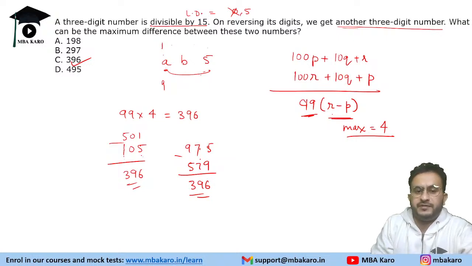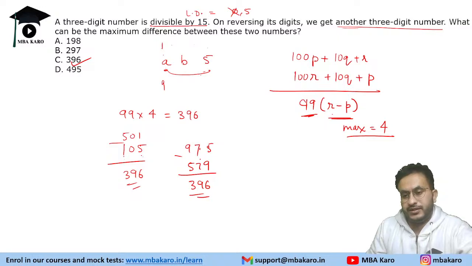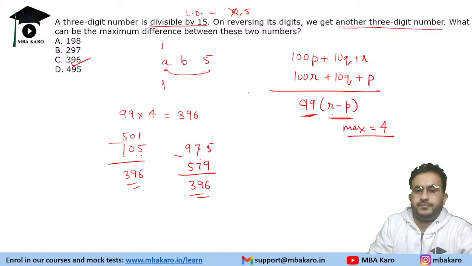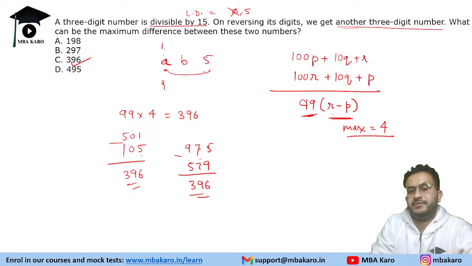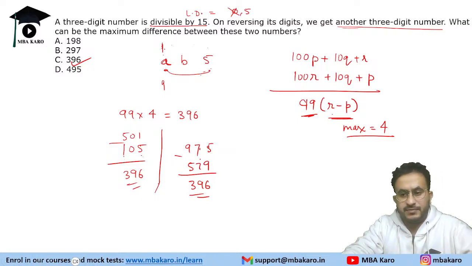But yes, we have to take a number divisible by 15. So the maximum difference between the first digit and 5 can be 4. The last digit is 5, we know. We need to find the maximum difference, so we can take the first digit as 1 or we can take 9. We saw the case on both sides, and we saw that 396 is the maximum difference.